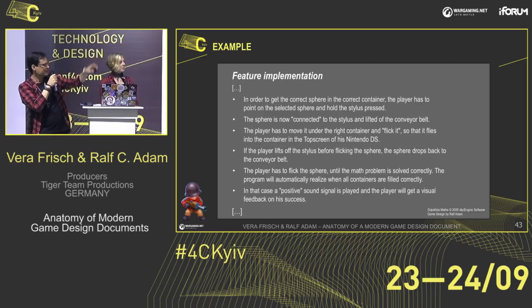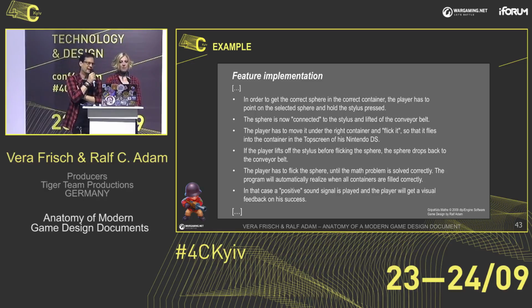And that is kind of the detailed description of the feature implementation. And again, this one is written in a way, the player. If you learn about how in agile development user stories are written, you can either write I as a player see that, I as a player can do that, or you just write the player, or you just write I, but always stick to one kind of template. But in that example here, I don't know whether everyone can read it, but just to give you some brief examples. In order to get the correct sphere in the correct container, the player has to point on the selected sphere and hold the stylus pressed.